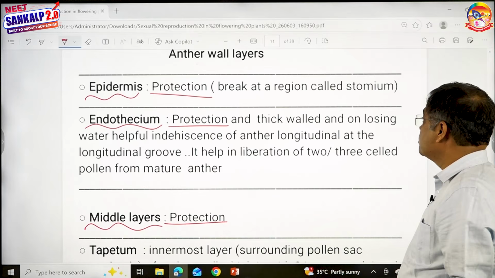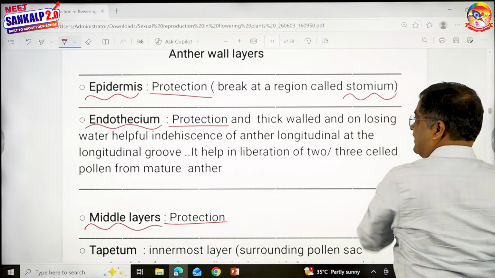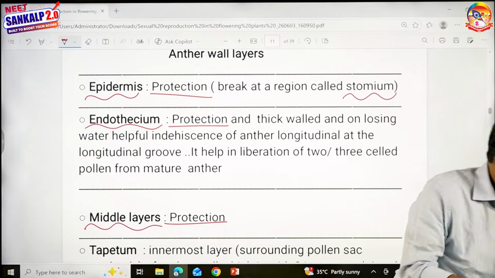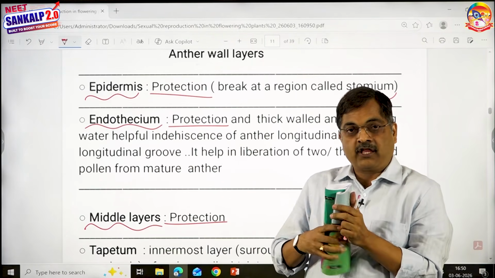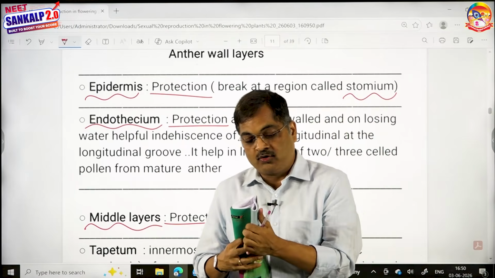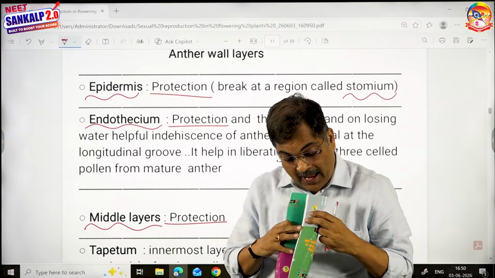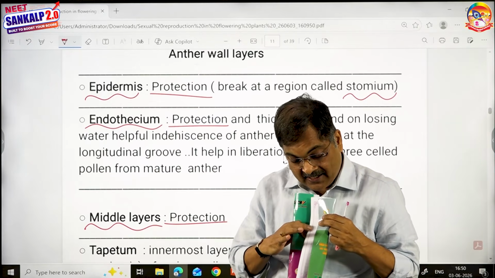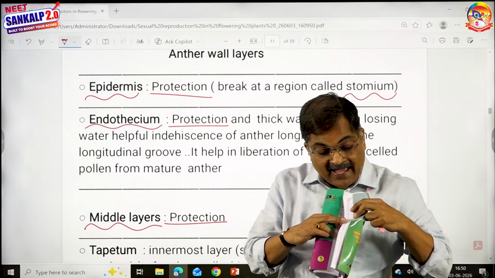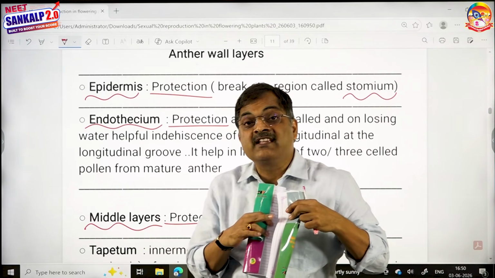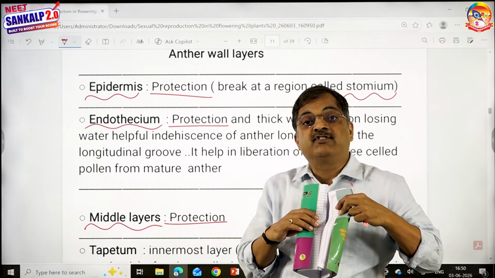Apart from that, endothecium. I told you that at a region called the stomium, the epidermis breaks. This is the anther wall, children. You could see it, anther wall. Now at this region, the epidermis breaks. Look here, the epidermis breaks. This region, the epidermis broke. And at this region, the epidermis breaks. Can you see the inner layer clearly? What is this inner layer? Endothecium. Now the endothecium is exposed to the outside dry weather.